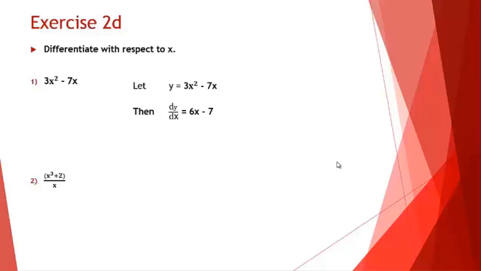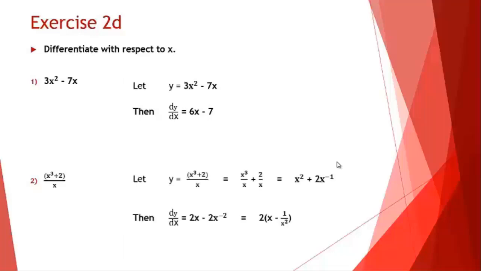If you differentiate x cubed plus 2 over x with respect to x, we get, so first we consider y equals x cubed plus 2 over x, and we distribute, and if we divide x cubed by x, we get x squared, and 2 over x can be written as 2x to the power negative 1. Then if we differentiate y with respect to x, we get 2x take away 2x to the power negative 2. So when x squared is differentiated with respect to x, 2 is multiplied and 1 is taken away from the power.